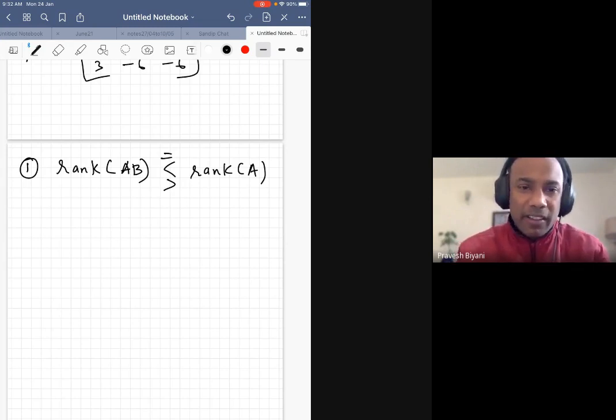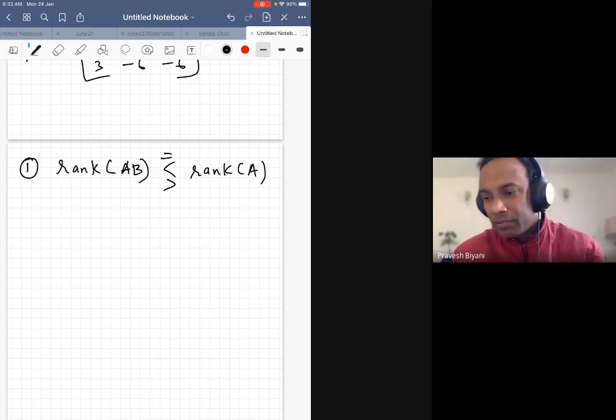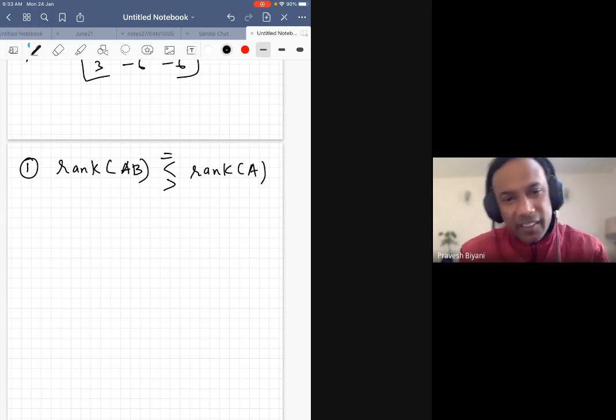Will it be smaller than the rank of A? Will it be equal to the rank of A? Will it be greater than the rank of A? Will it be less than or equal to, greater than or equal to? Obviously, you can't have greater than and less than both at the same time.